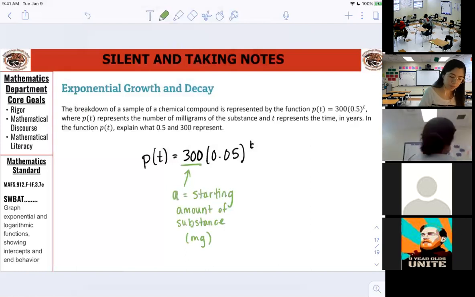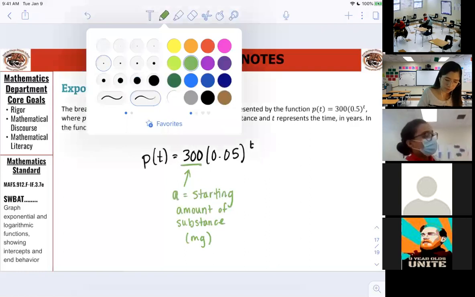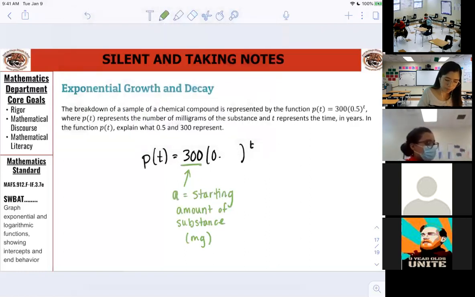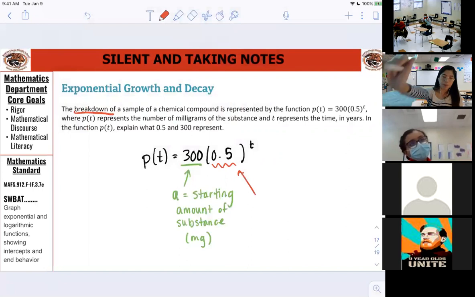And then what about the 0.5? What does that tell me? How much more substance has been increasing? Or decaying? So that's the question. Am I increasing or decaying? It's the breakdown. Right. So that's a key word, breakdown. But just by looking at the number, how do you know that that's decaying?